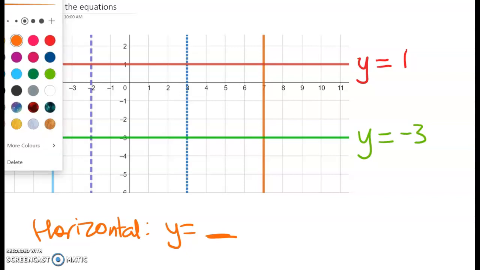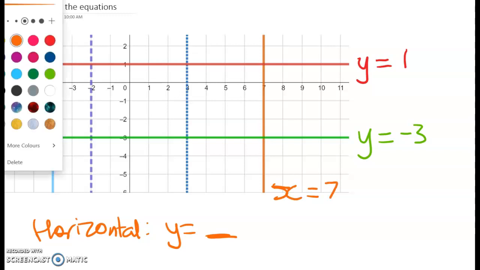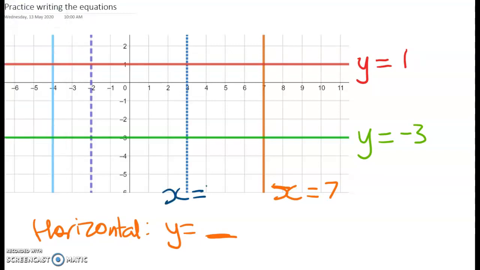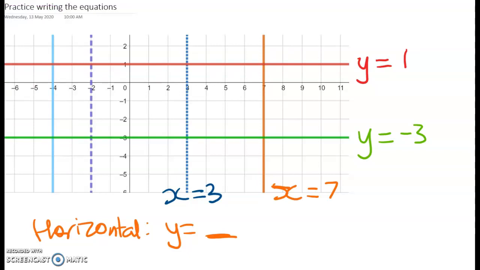This orange line, the orange vertical line here, has the equation x equals 7. The blue line has the equation x equals 3. The purple line, I'm trying to find the right colour pen here. Hope you're appreciating the colours, right? The vertical line here, the purple one, has equation x equals negative 2. Okay, so there's my x value there. And lastly, the pale blue line has equation x equals negative 4.